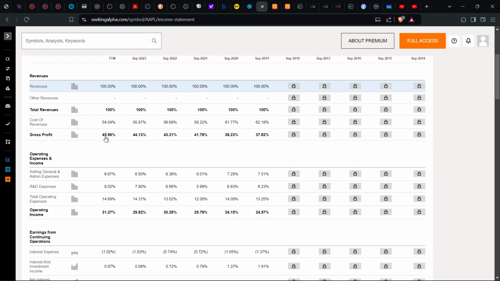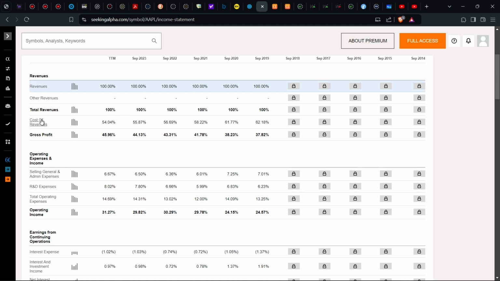Usually this number has to be high, right? High to mean that there is a lot of wiggle room between how much the company is paying to produce and deliver the goods versus how much they're actually making for every $100 in revenue. Okay, so this company Apple, they make $45.96. This is the latest quarterly report. So they made $45.96 for every $100 in sales they made.